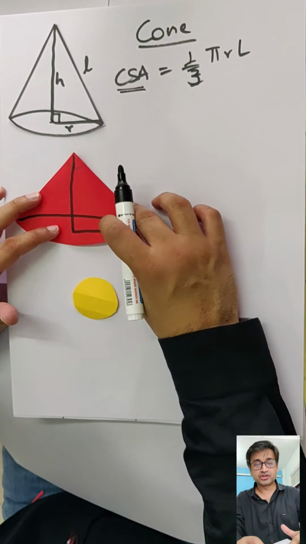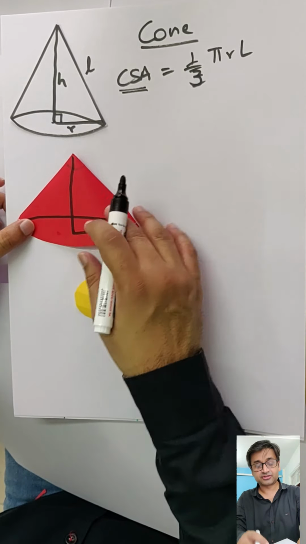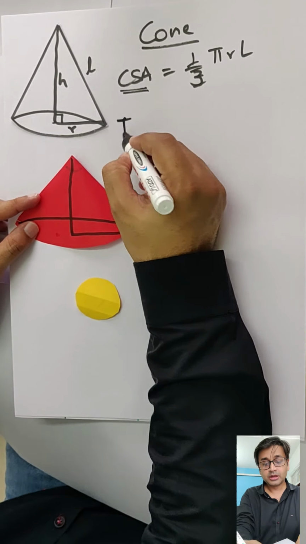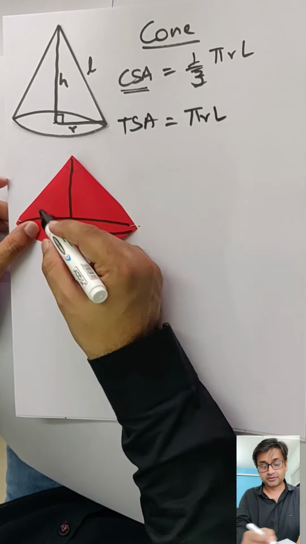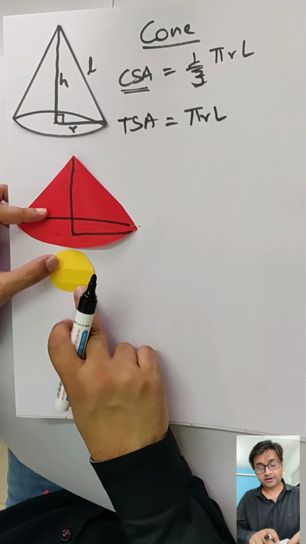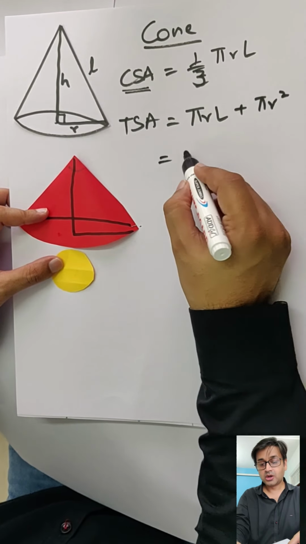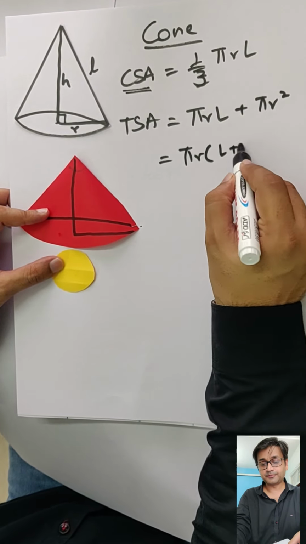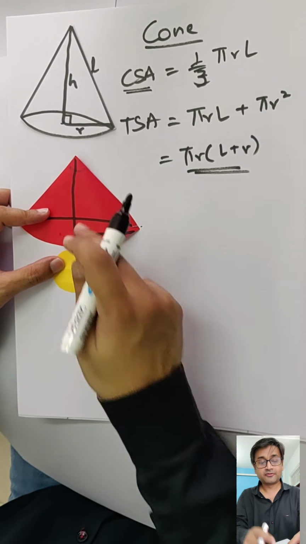If you want to see the derivation, it's slightly tough. You'll have to Google it and check it. Right now with these structures, it's difficult. But the total surface area, we can work out. You are going to take the curved surface plus the area of the circle at the bottom. The area of the circle is pi r square. Pulling out pi r, it becomes pi r times L plus r. There you go, the total surface area for the cone.